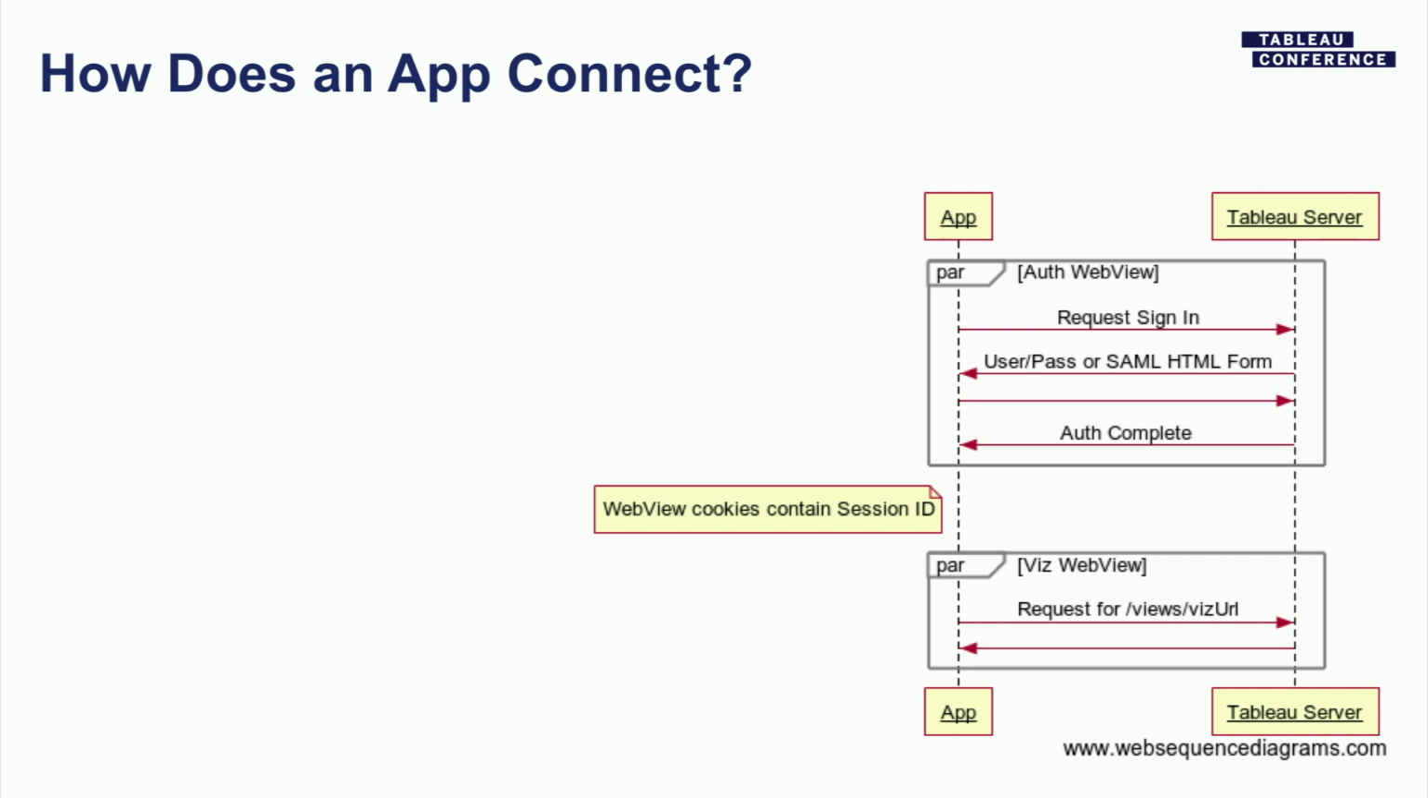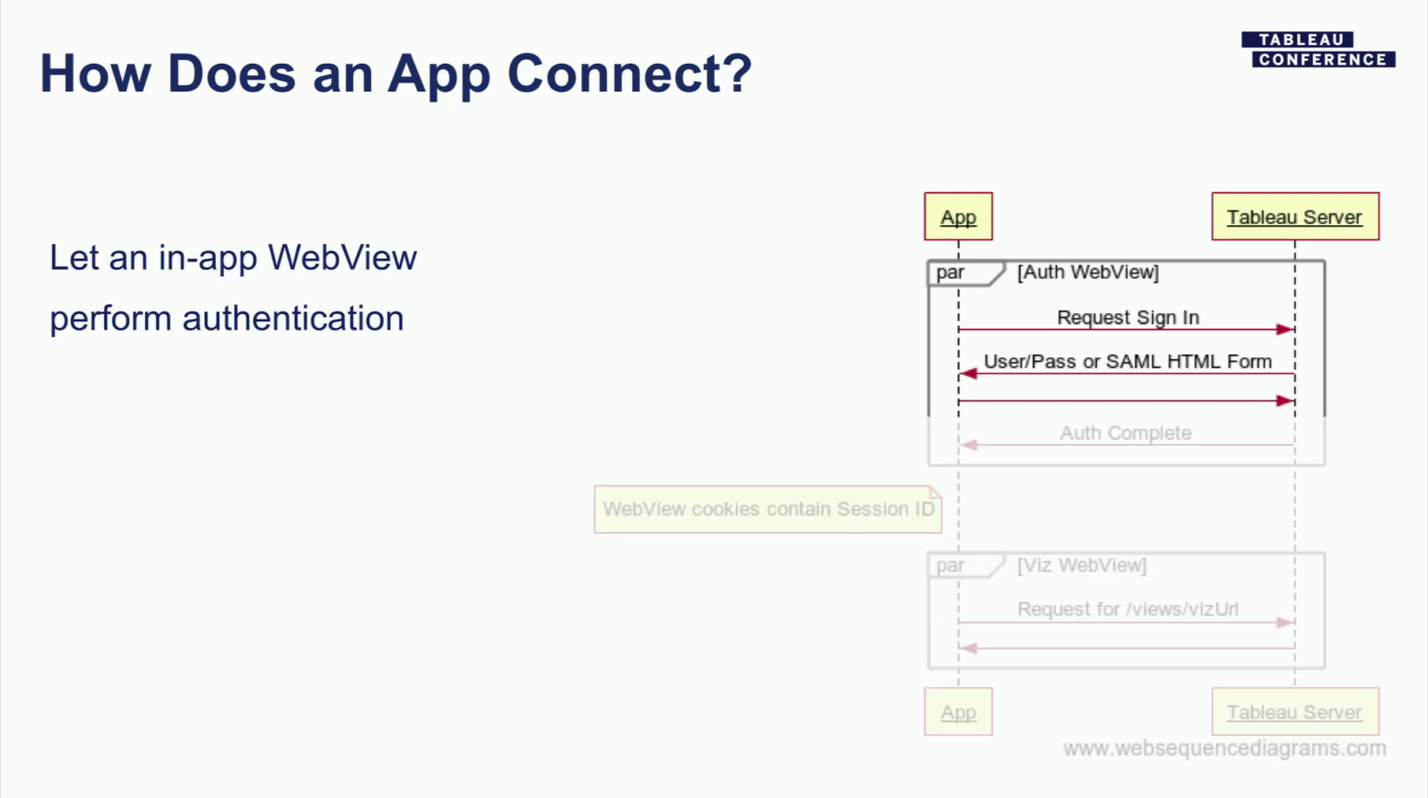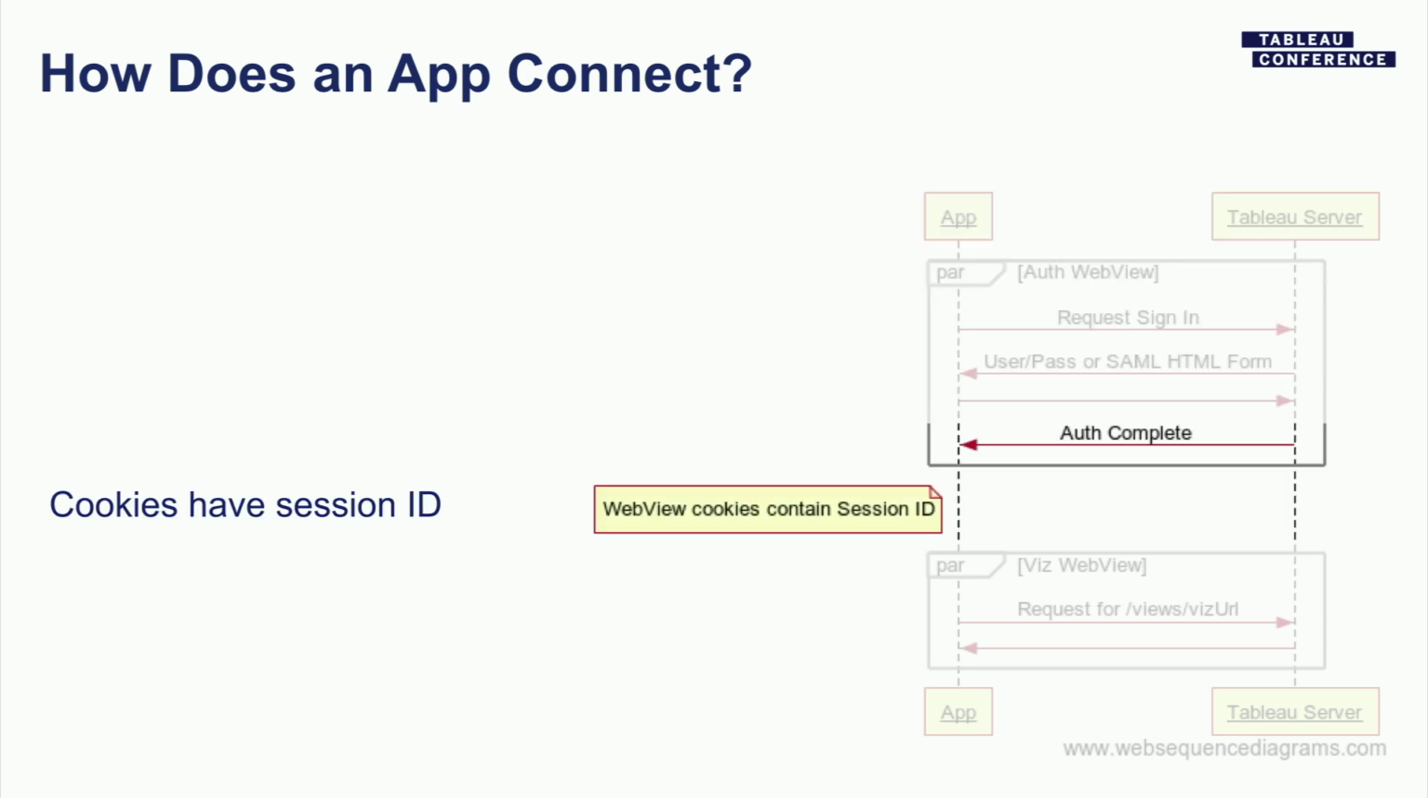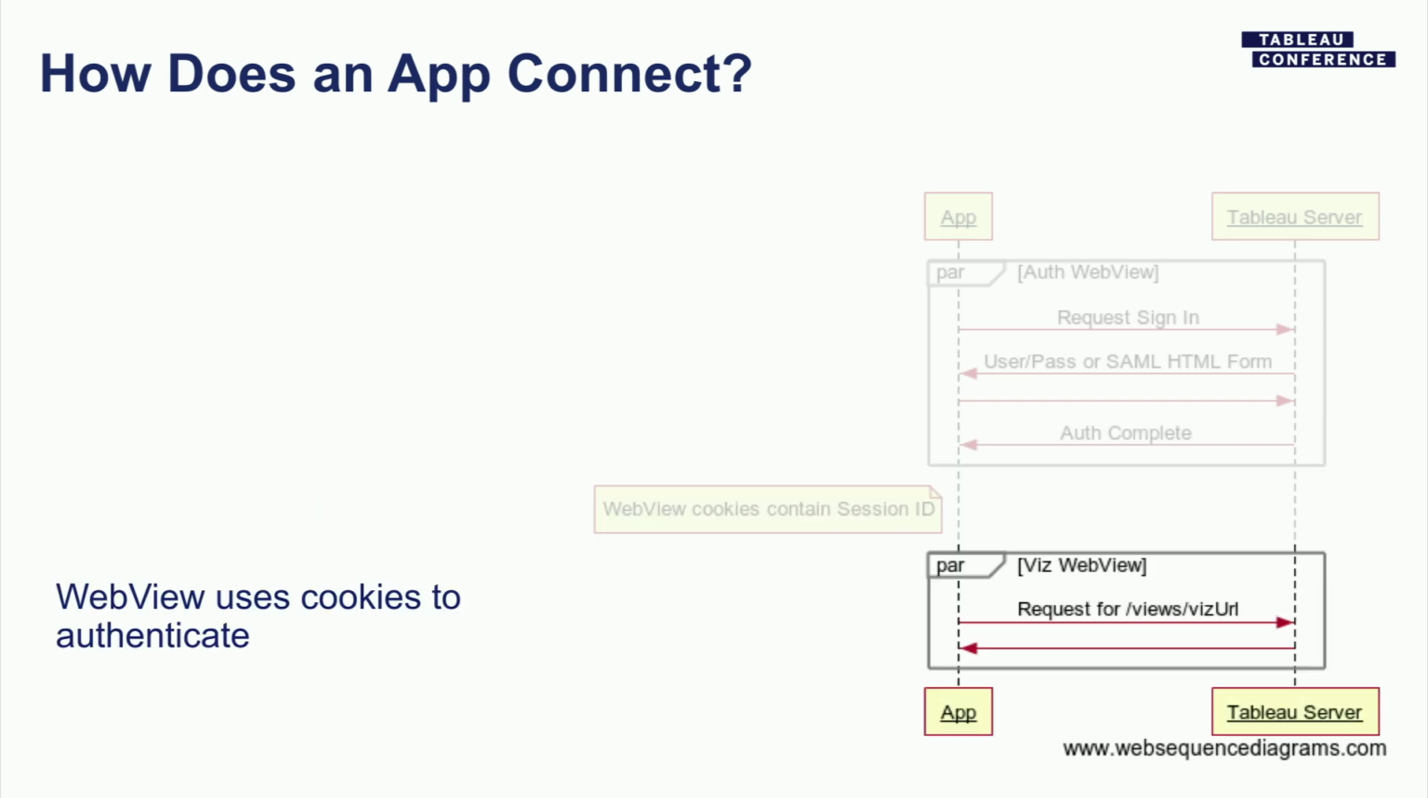This is kind of the user sign-in process that happens with Tableau Server, and we'll walk through this. We've found good results just letting an in-app web view perform the authentication. Part of that is the Tableau Server hands back a username and password field. If you're using SAML, it might hand back another server's SAML setup. That web view can perform all of the post and redirect operations that it needs to. Once authentication is complete, the server hands back a cookie with a session ID inside, and future connections to Tableau Server use that cookie to authenticate.